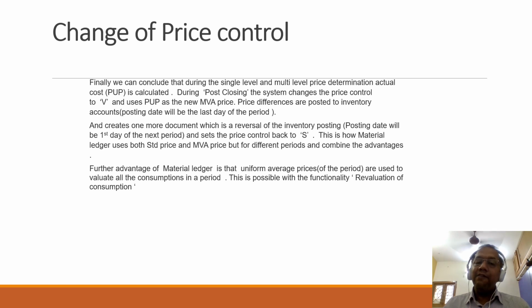Further, when we are talking about uniform prices used to evaluate consumption in a period, this is the functionality of the revaluation of the consumption. See, when you are changing the prices from moving average price to standard price, or standard to moving average, there will be an impact on the consumption. That's why we are calling it the revaluation of the consumption.